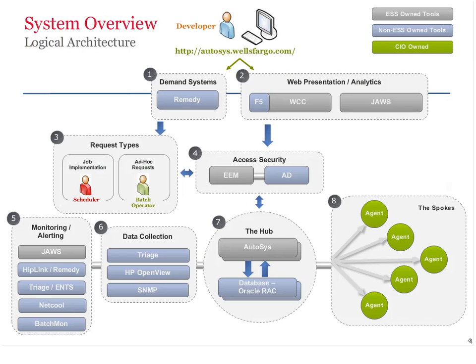Just to kind of high level where the agents fit in our environment, you can see the colors denote what we own as the AutoSys engineering group and what other parts of the bank own. So we own the servers, WCC, JAWS, EEM, AutoSys server. We're dependent as part of the chain on a lot of different business groups that own different tools, especially for operations.